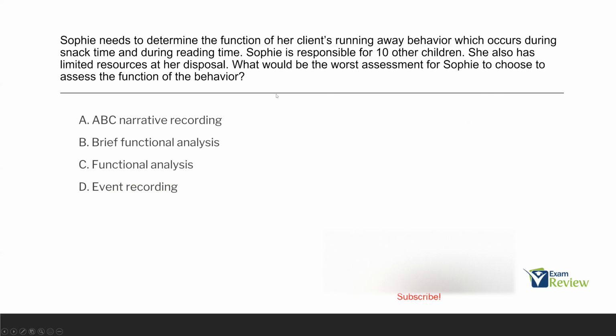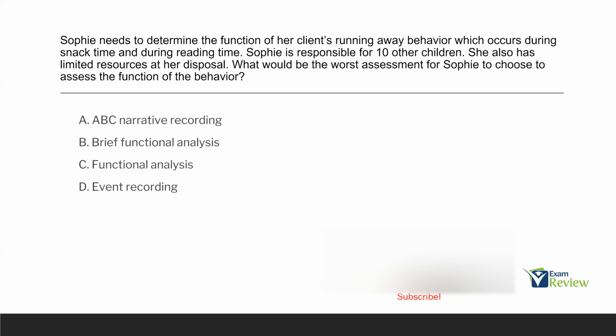Sophie needs to determine the function of her client's running away behavior, which occurs during snack time and during reading time. Sophie is responsible for 10 other children. She also has limited resources at her disposal. What will be the worst assessment for Sophie to choose to assess the function of the behavior?